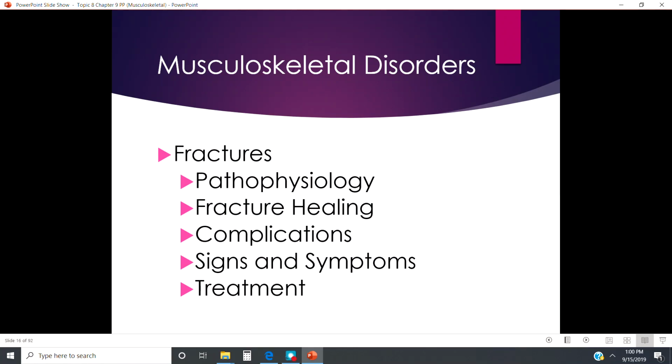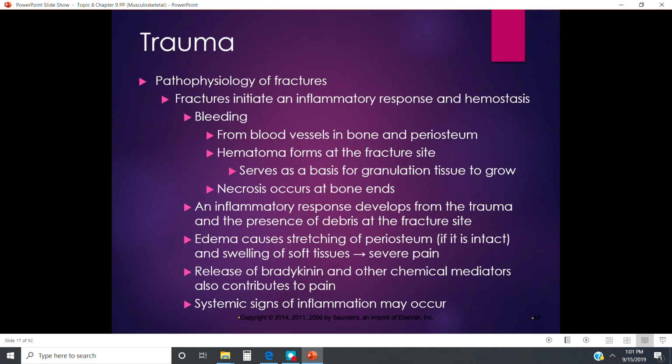In this lesson, we'll continue our discussion of fractures by taking a look at the pathophysiology. We'll then take a look at the stages of fracture healing, some potential complications, signs, symptoms, and then we'll take a look at some treatments. So let's begin by looking at the pathophysiology.